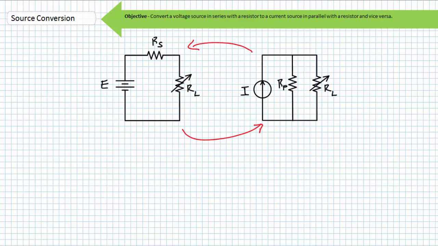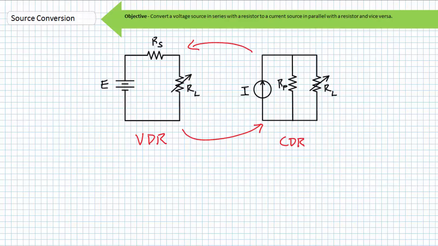Source conversion allows a degree of flexibility in circuit analysis scenarios and allows one to employ certain circuit analysis techniques in preference to others. Sometimes you want to use the VDR. Sometimes you want to use the CDR. Source conversion allows you this choice.